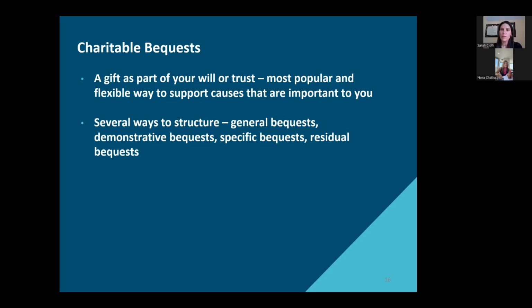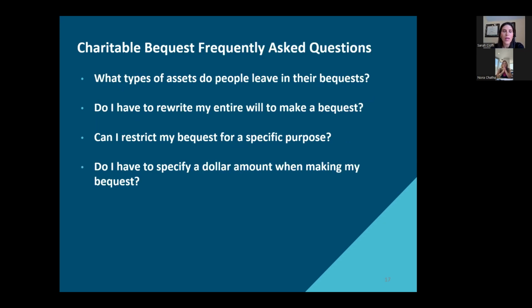capture a client's intent. And Sarah, what types of questions do you typically get from clients regarding charitable bequests and planning? Yeah, great. Thank you. So you've touched on some of them, but are there any other types of assets that you have seen that people are leaving in these bequests to charitable organizations?